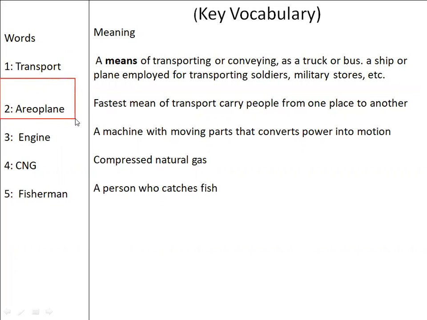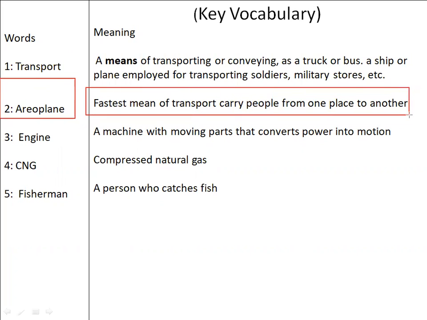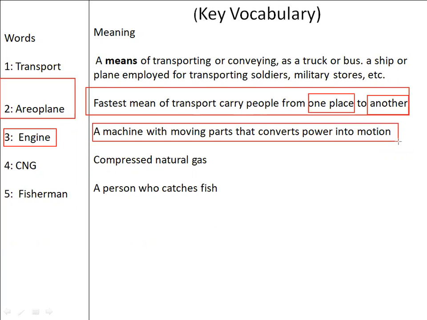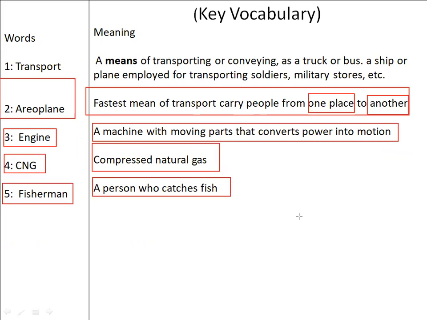Number two is aeroplane. Fastest means of transport, carries people from one place to another. So it's aeroplane. Engine: a machine with moving parts that converts power into motion. CNG, I already told you, this is the abbreviation of compressed natural gas. Okay, this is also fuel for transport vehicles. Fisherman: a person who catches fish is called a fisherman.